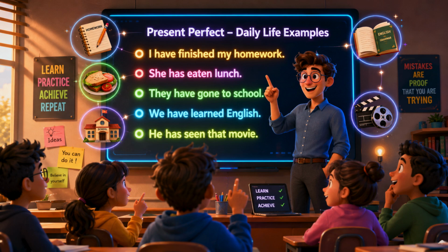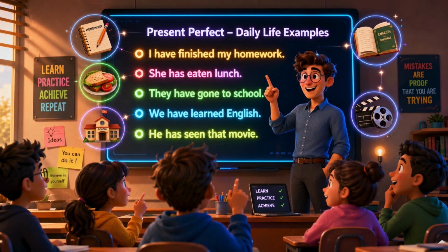Now let's learn some easy and daily life examples of present perfect tense. This will help you understand how we use it in real life. Listen carefully. I have finished my homework. She has eaten lunch. They have gone to school. We have learned English. He has seen that movie.